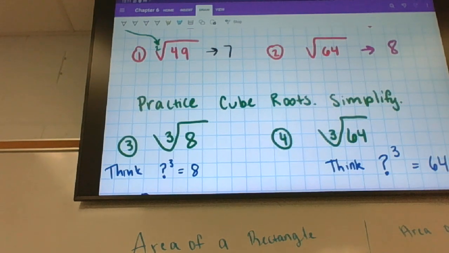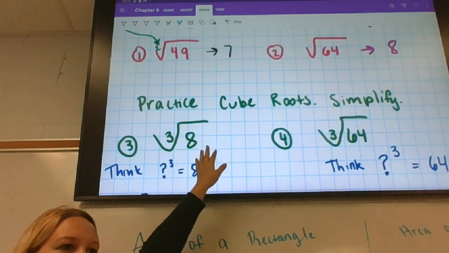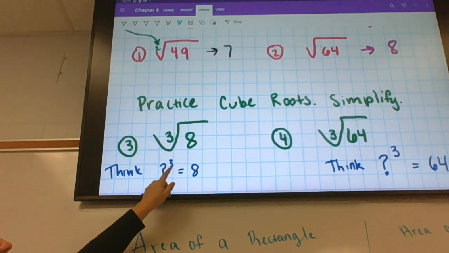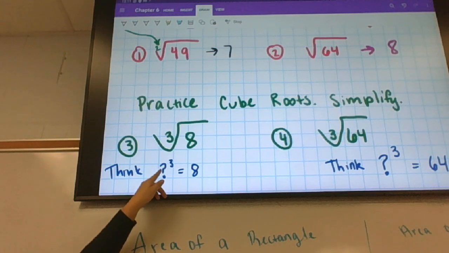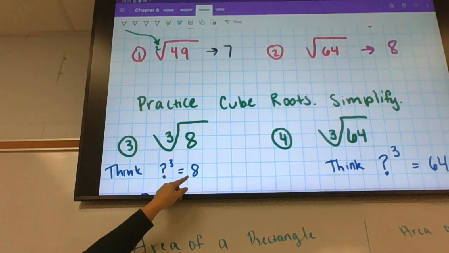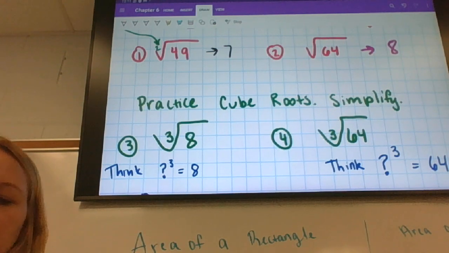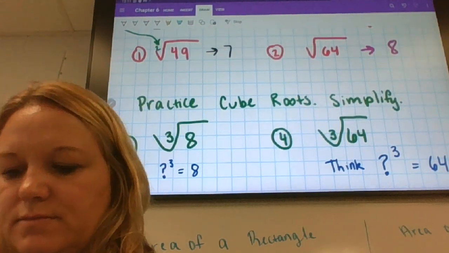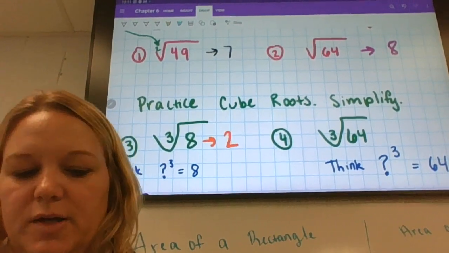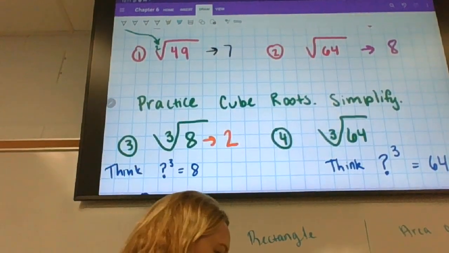Okay. So, to do the cube root of 8, I'm going to think to myself, what to the third power is 8? So go back to the list. You guys have a list on your power. Is anything raised to the third power equal to 8? It's 2. So the cube root of 8 is 2. You guys are just getting this right away. That's awesome.